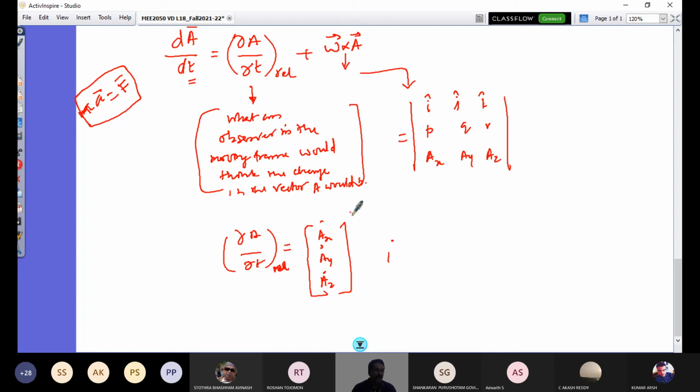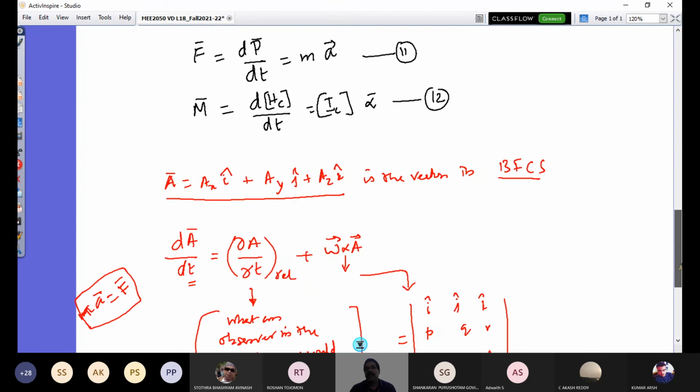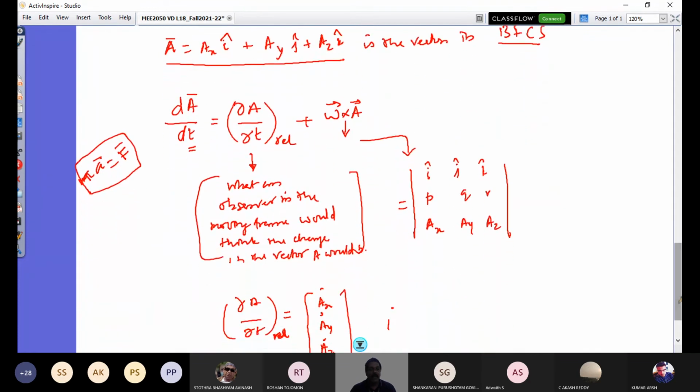Right. So now let's continue numbering so that we keep track of what we are doing nicely. This is equation 12, and let me call this equation 13.